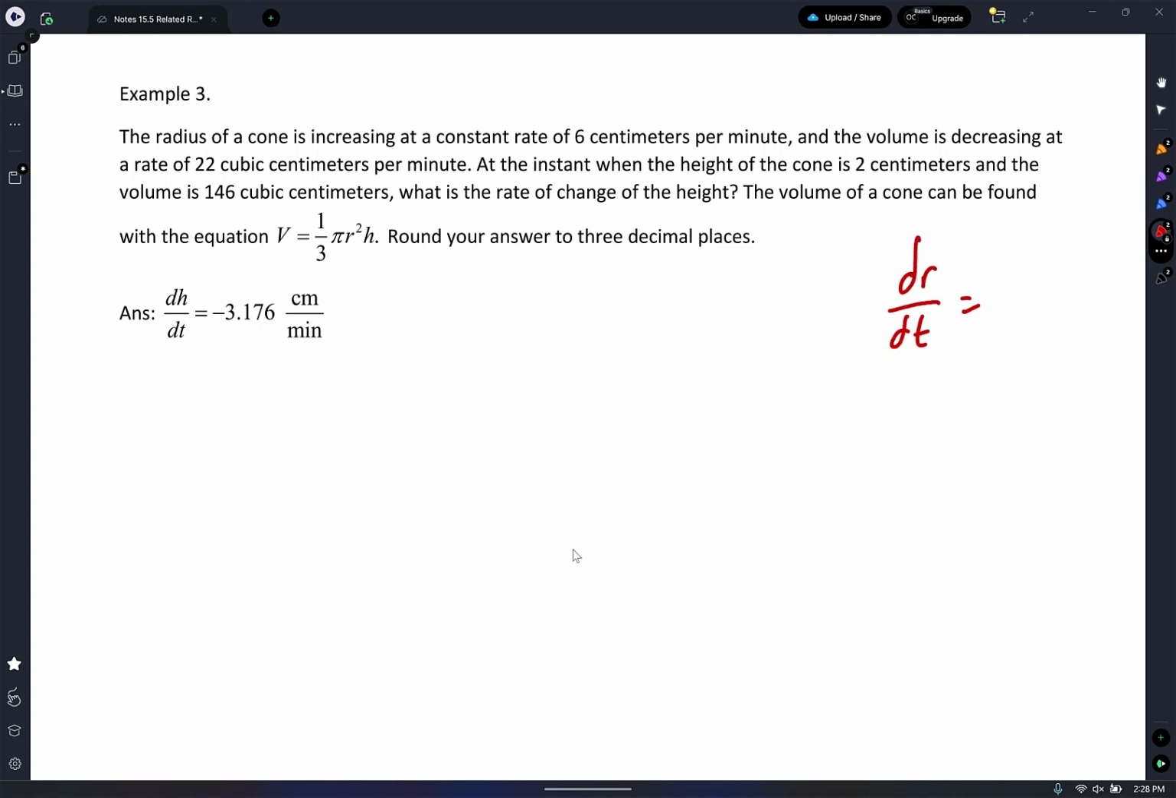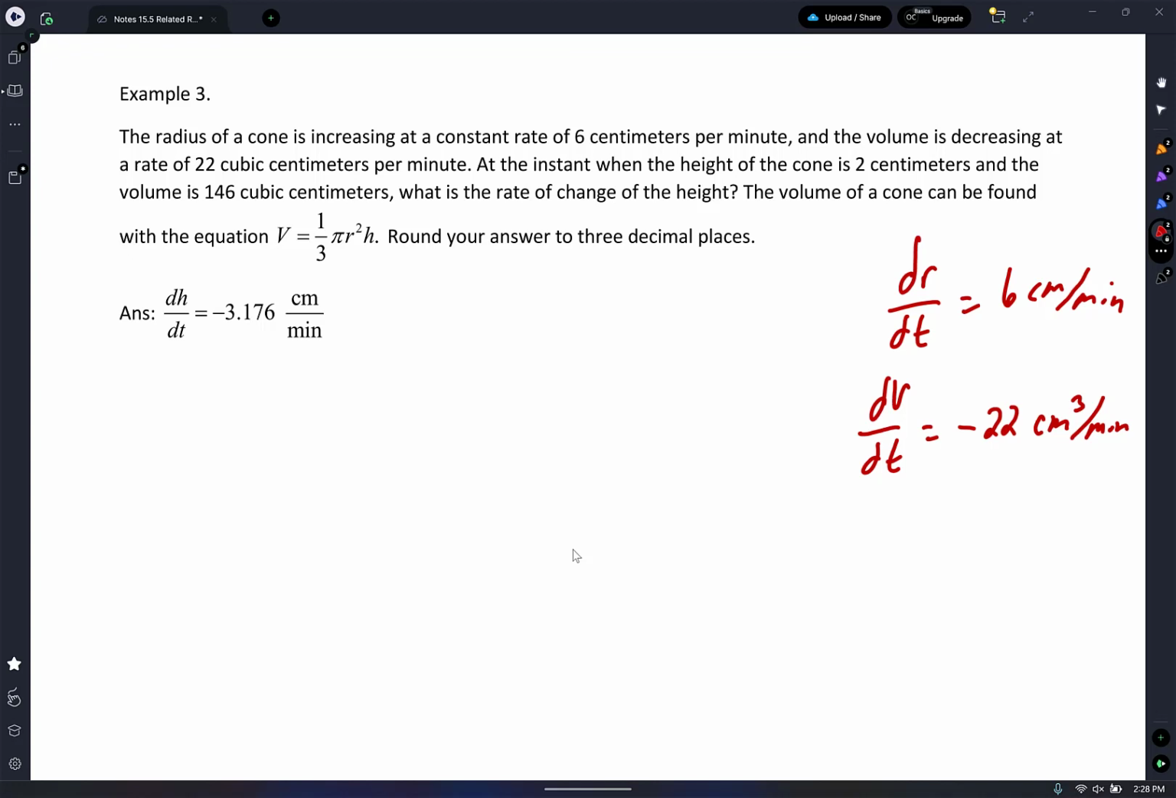So I'll put 6 centimeters per minute. I like to see the units. And the volume is decreasing at a rate of 22 cubic centimeters per minute. What is that? So put dV/dt equals, it's decreasing, so what do I put? Negative 22 cubic centimeters, so centimeters cubed over minute. Are we okay so far?